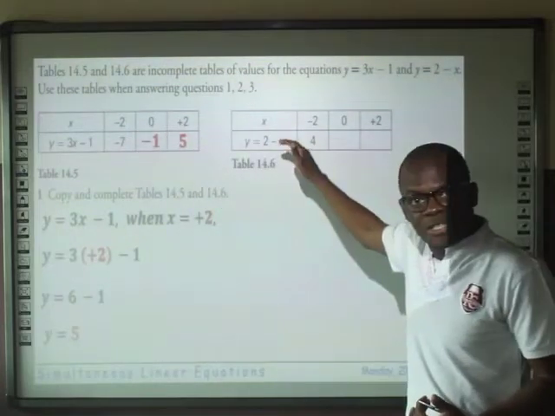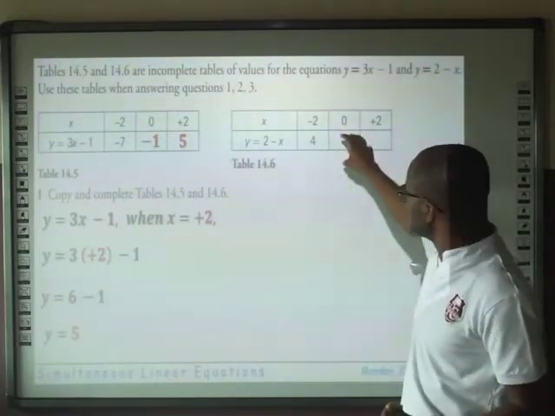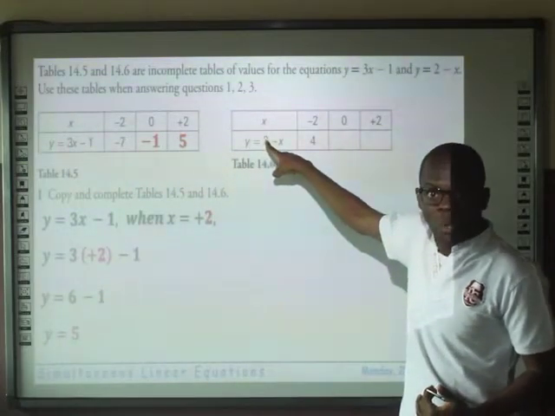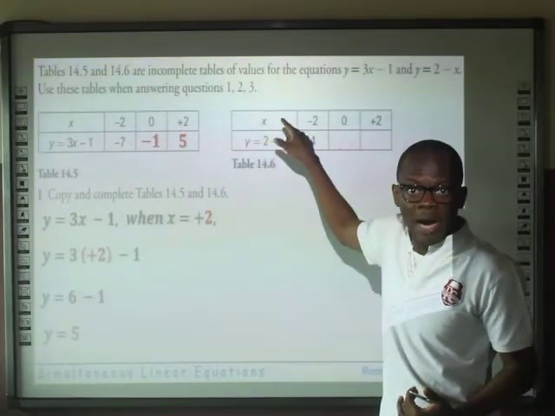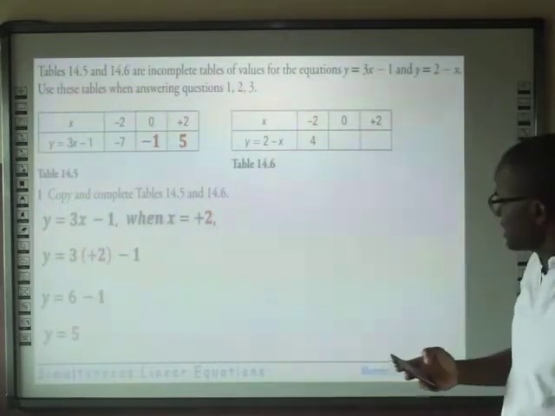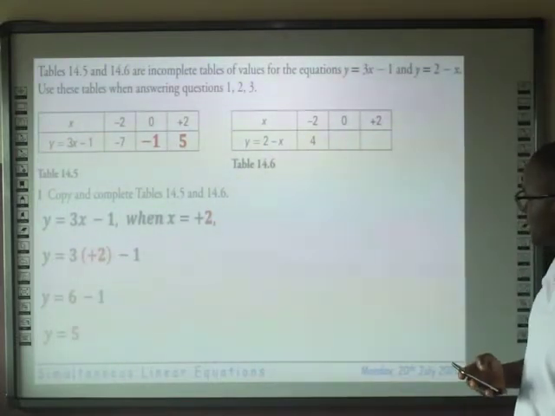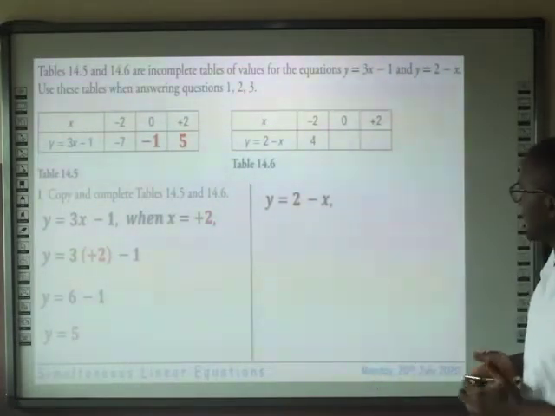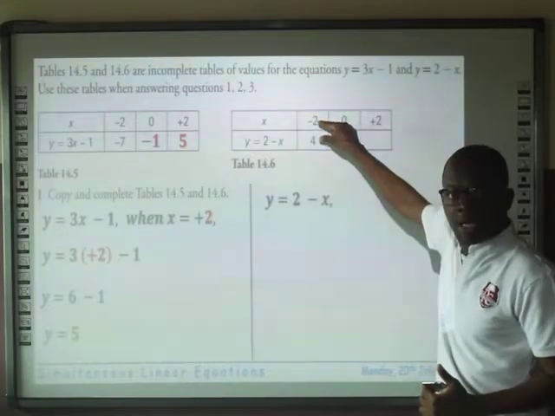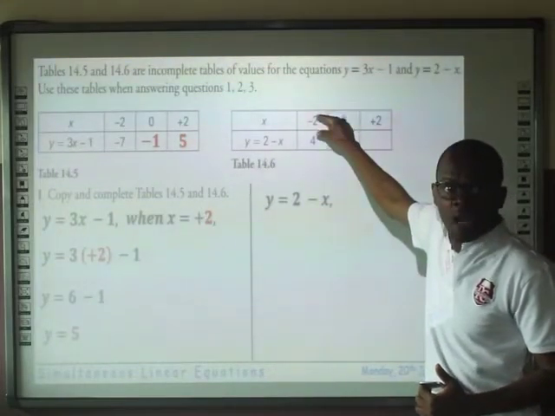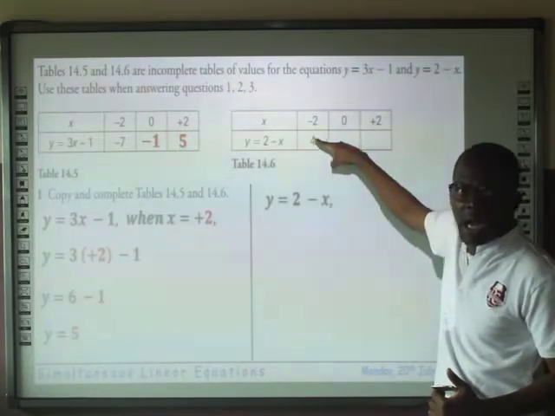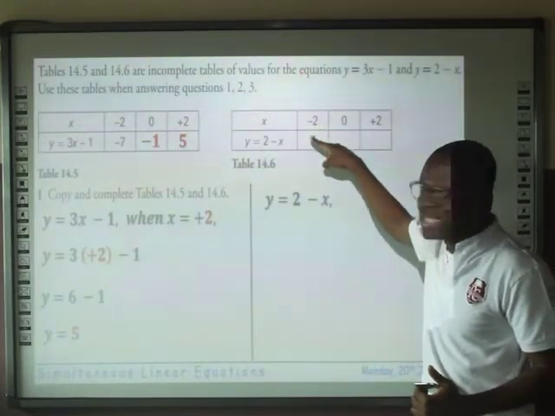Now, we will follow the same steps in completing the second table, but this time we're going to be using this equation, y is equal to 2 minus x. Alright, so let's proceed. Moving on to the second table, the equation we're going to be using is y is equal to 2 minus x. Again, let's cross-check to be absolutely sure that these values are indeed correct. So when x is minus 2, let's see if the value of y will indeed be 4.